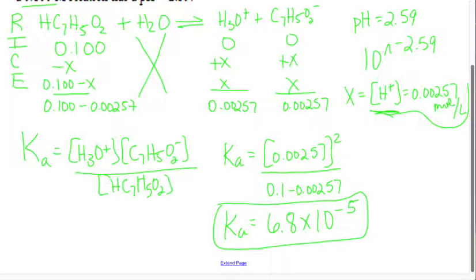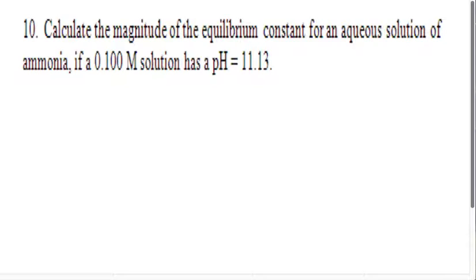Pretty easy? Any questions? All right, so we're going to do the next problem. Essentially the same thing, except instead of calculating a Ka, we're looking for what? What? Kb. Why do we say that?